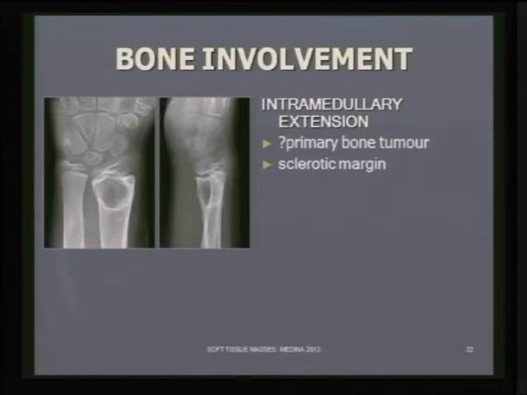So this is an example, a young child with a focal lytic lesion in the distal radius. You can see that it's got a well-defined sclerotic margin, and it's causing very mild expansion of the volar cortex. And the question is whether this is a primary bone lesion, which it appears to be, or whether this is a secondary erosion from a soft tissue tumor.